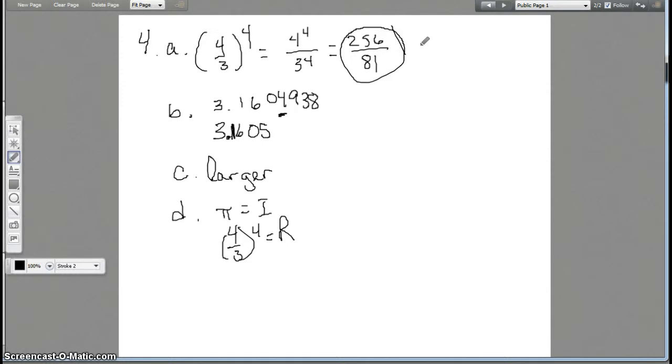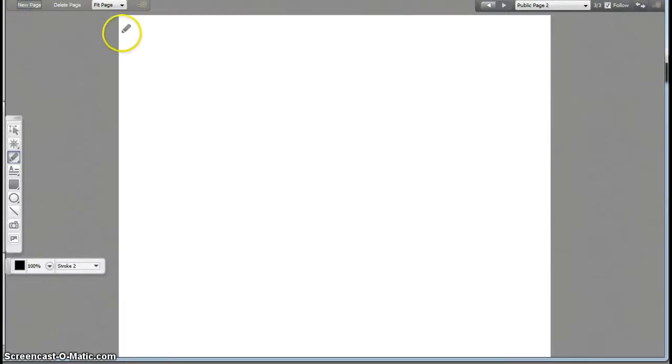So anything that can be written as the quotient of two integers is a rational number. A rational number cannot be equal to an irrational number. That's how we know that these cannot possibly be equal. Okay, so let's look at a new problem.